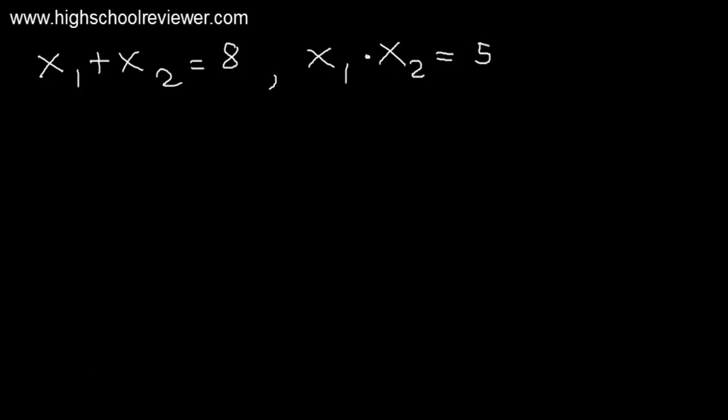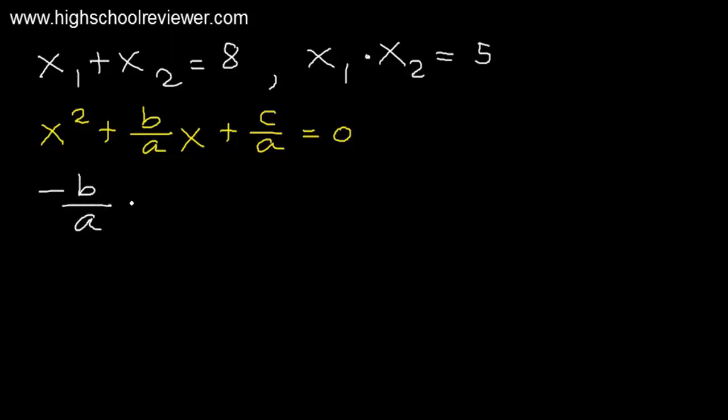Our next problem, we have x sub 1 plus x sub 2 equal to positive 8, and x sub 1 times x sub 2 equal to positive 5. One of the forms of writing a quadratic equation is x squared plus b over a multiplied by x plus c over a equals 0. And we know that negative b over a is equal to x sub 1 plus x sub 2, and c over a is equal to x sub 1 times x sub 2.